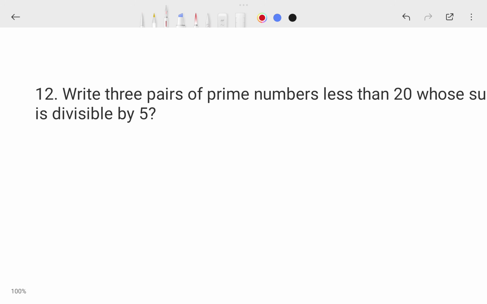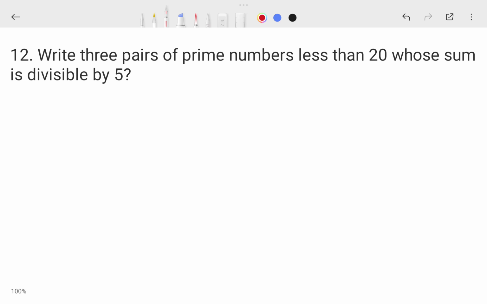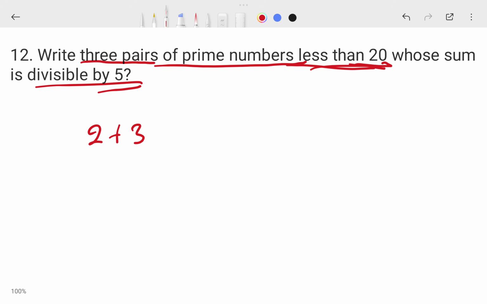So let's talk about the 12th question. Write 3 pairs of prime numbers less than 20 whose sum is divisible by 5. This question is very interesting. We have to write 3 pairs of prime numbers less than 20, and the sum is going to be divisible by 5. So you can write like this: 2 plus 3, that is 5. It is also divisible by 5.